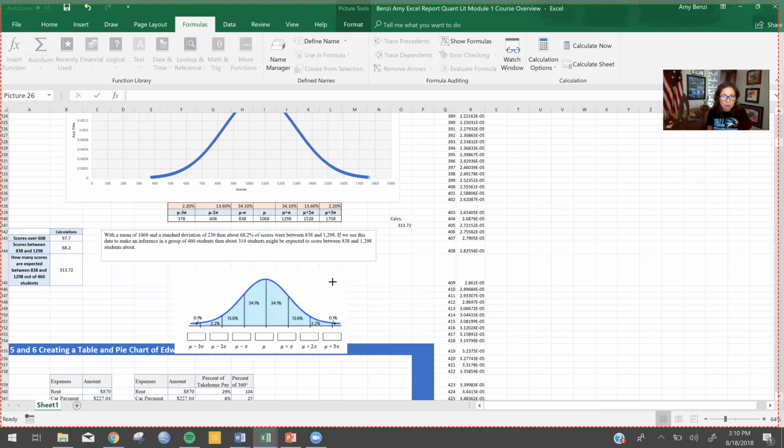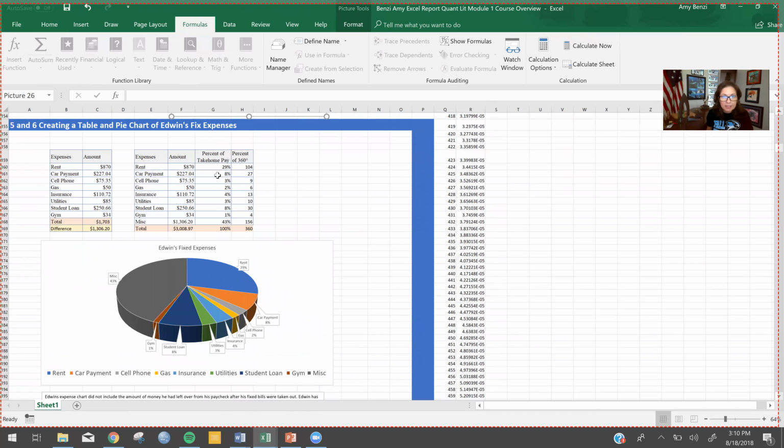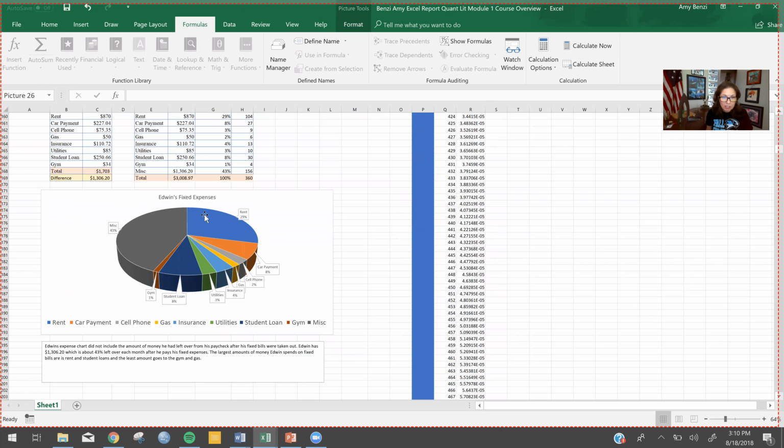And then lastly, we combined the last two problems, number 5 and 6, into one, and we created a chart to show Edwin's fixed expenses. We created another chart to show the percentage of each of his incomes, as well as what percent that was of an entire circle. And we did that in order to create this pie chart. And we created this pie chart to give a nice visual of how much Edwin spends for each of his fixed expenses.